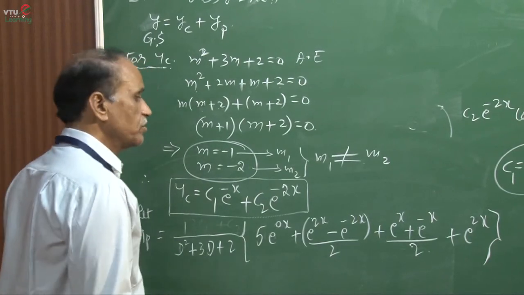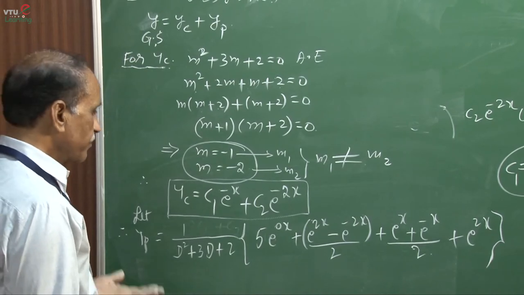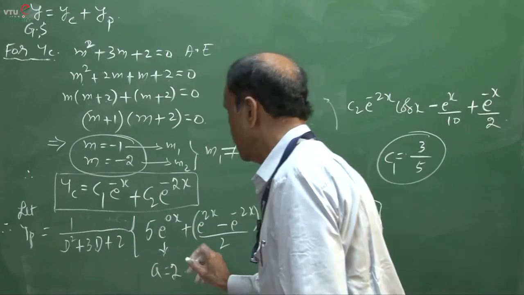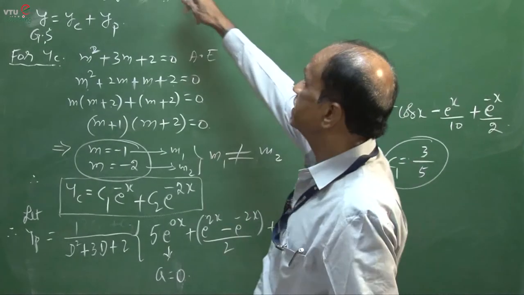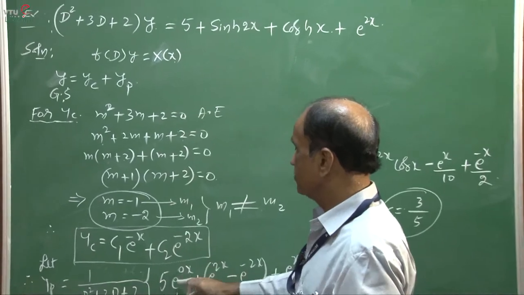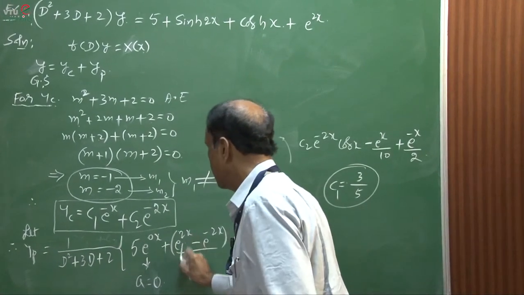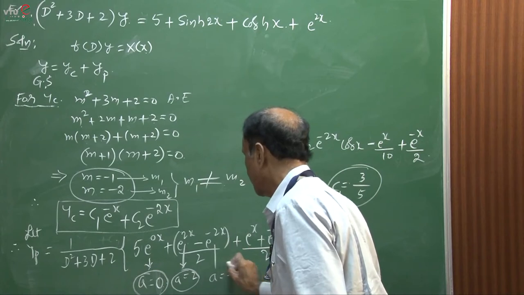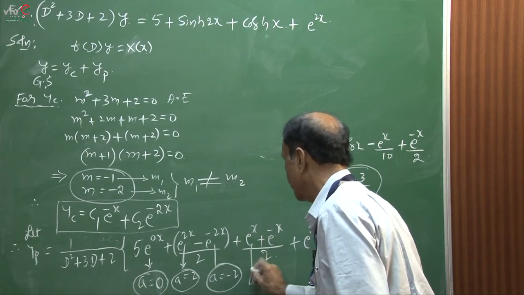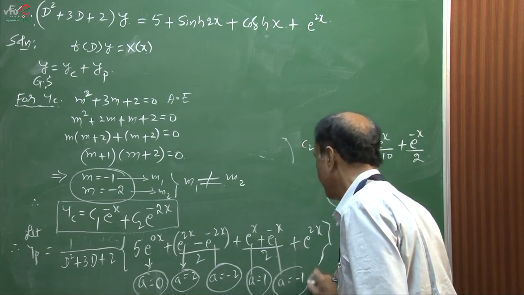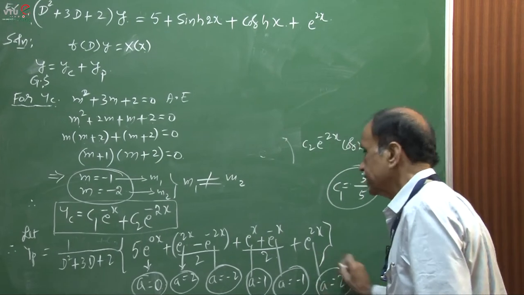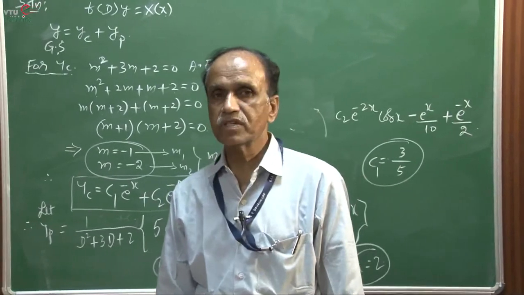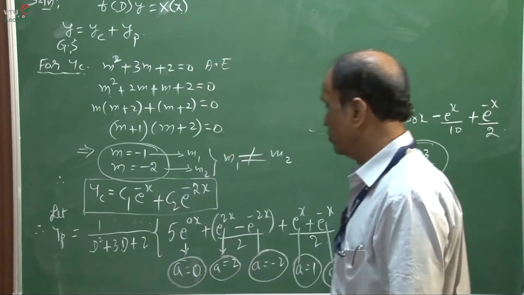Let us see how each individual term can be represented in terms of a. What is the value of a in the first term? a equals 0, because 5 is as good as 5 e^(0x), since e^0 is 1. Here a is 2, here a is 0, here a is -2, here a is +1, here a is -1, here a is 2. Like this, totally 6 terms must be there on the right side when you apply the inverse differential operator for this problem.